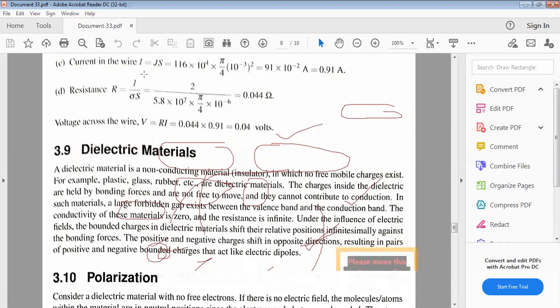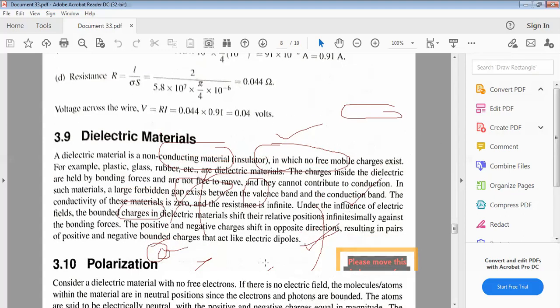Resistance R equal to L by sigma into S from the relation. Or simply, R equal to V by I from Ohm's law. The length is 2 meters, so R equal to L by sigma S, which is 2 by sigma, 5.8 × 10⁻⁷, and S is 5/4 × 10⁻⁶. From that, R equal to 0.044 ohms. This much resistance it offers. Voltage across the wire, V equal to IR from Ohm's law, 0.044 × 0.91. We get 0.04 volts, and this much potential exists on the wire.